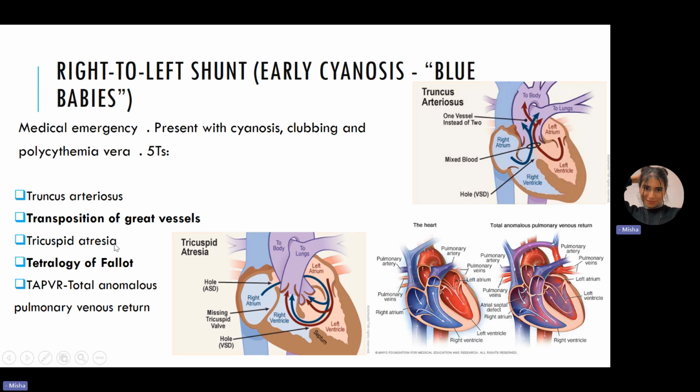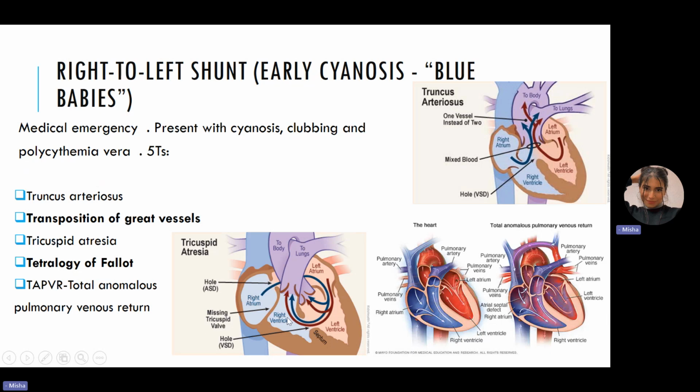Okay, next we can talk about tricuspid atresia. Now, tricuspid atresia is basically when the tricuspid valve orifice fails to develop, and this results in absence of communication between the right atrium and the right ventricle. So missing tricuspid valve. There's no tricuspid valve present over here. So there's no communication between them.